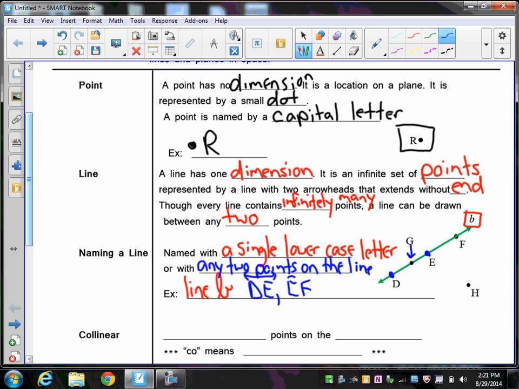There are a lot of different ways to name this line, but those are going to be the only two that I'm going to write down for now. So again, you just pick 2 points on the line. One thing that does not work, what I see a lot of students do, is they'll write D, G, E, F. That doesn't work because you need to name it with just 2 points, 2 capital letters.